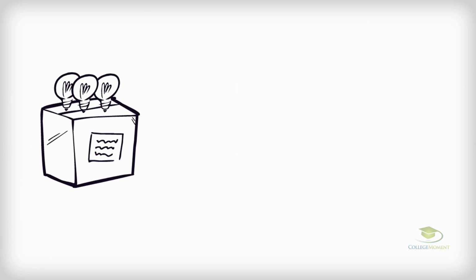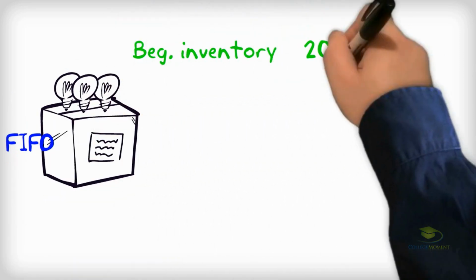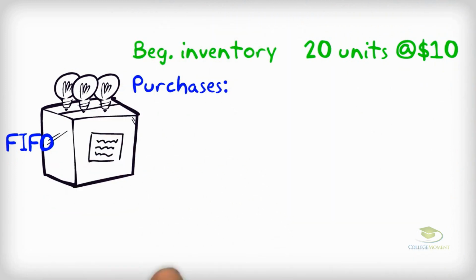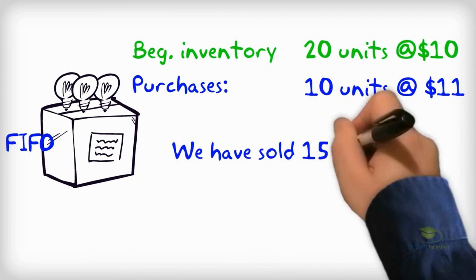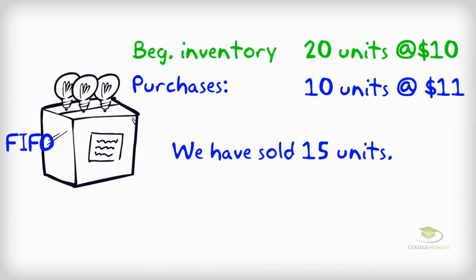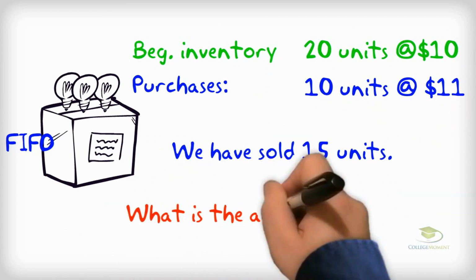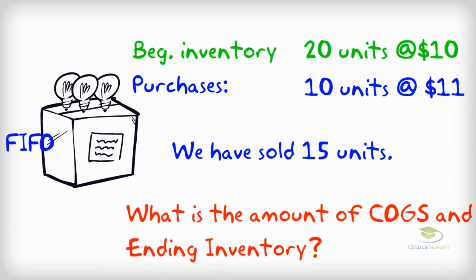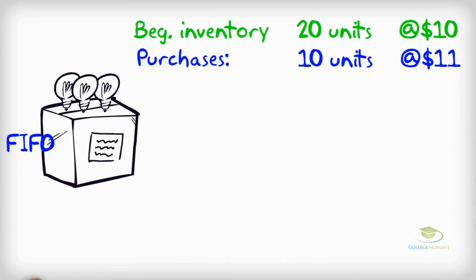Let's assume that we are selling these light bulbs and we're using the FIFO method. At the beginning of the year, we had 20 units which were bought for $10 and we bought additional 10 units for $11 each. We know that we sold 15 units. What is the cost of goods sold and what is the value of ending inventory?